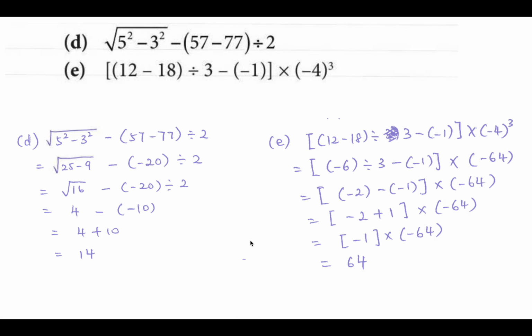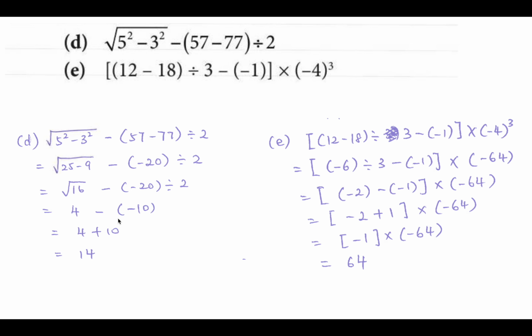Part D, now we have the square root of 5 squared minus 3 squared, minus, in a bracket, 57 minus 77, then divide by 2. So let's work this one out. Let's sort out the powers first. 5 squared is 25, 3 squared is 9, and then inside the bracket we can work on that first. 57 minus 77 is negative 20. After that, because this is within the square root, we can continue with that. That will be the square root of 16, and the square root of 16 is 4. So we got the square root sorted out. And then over here, we do the division first before the subtraction. Negative 20 divided by 2 gives us negative 10.